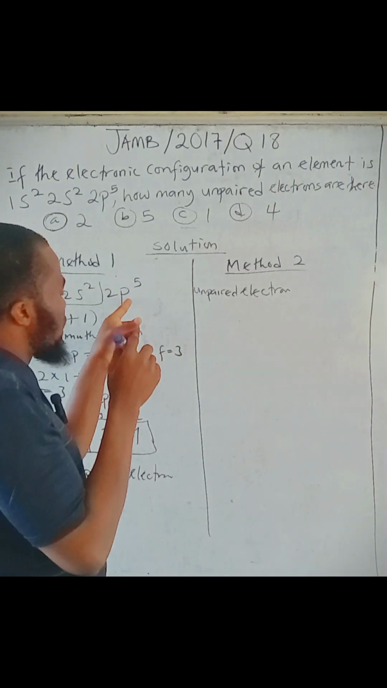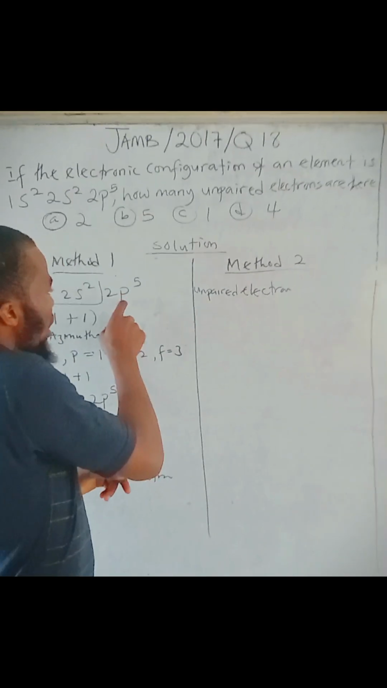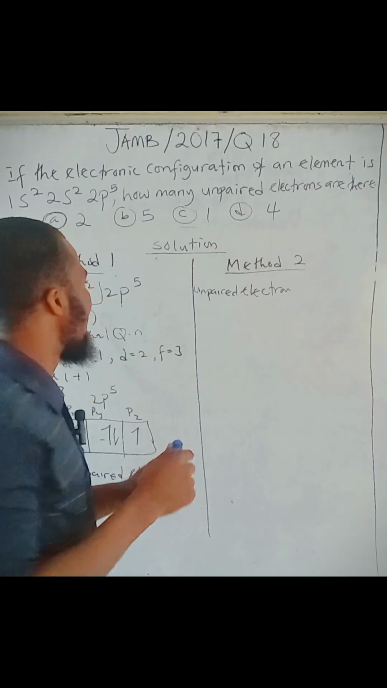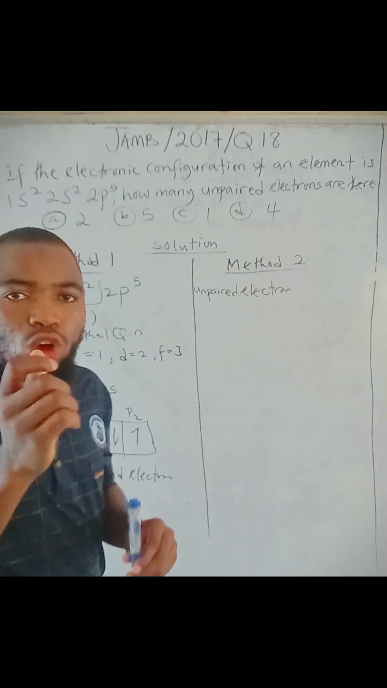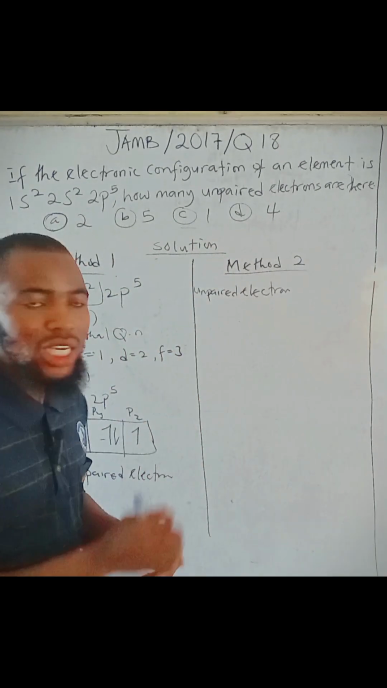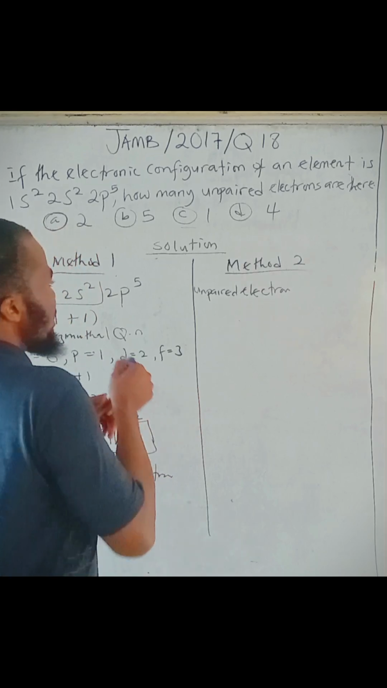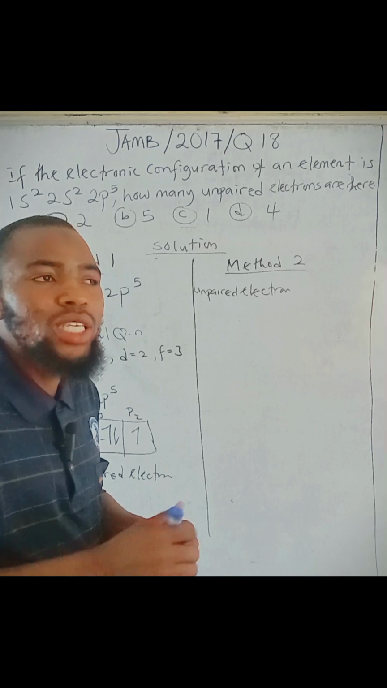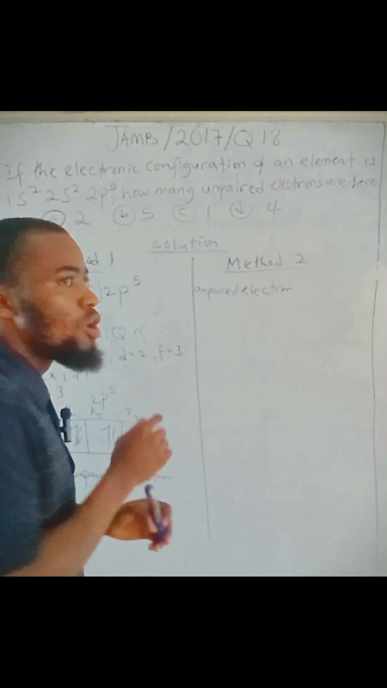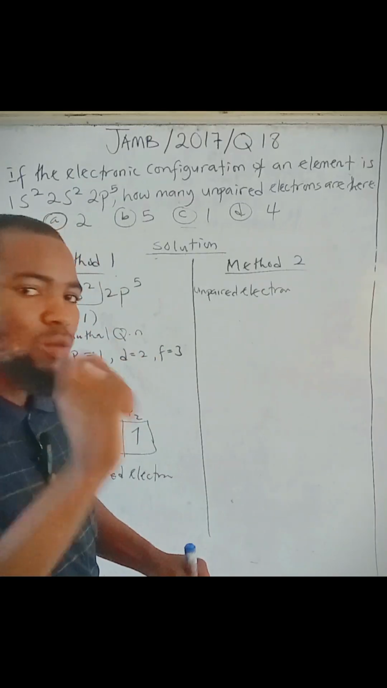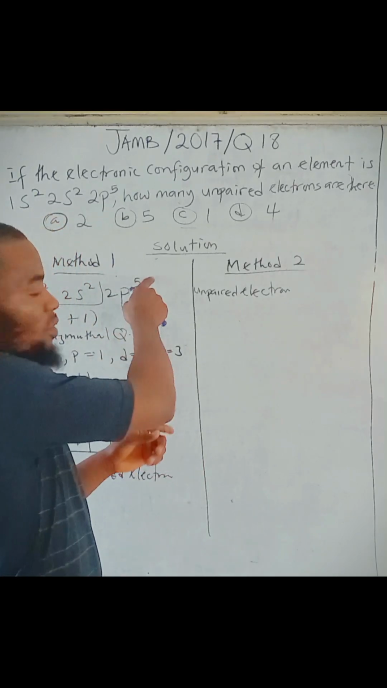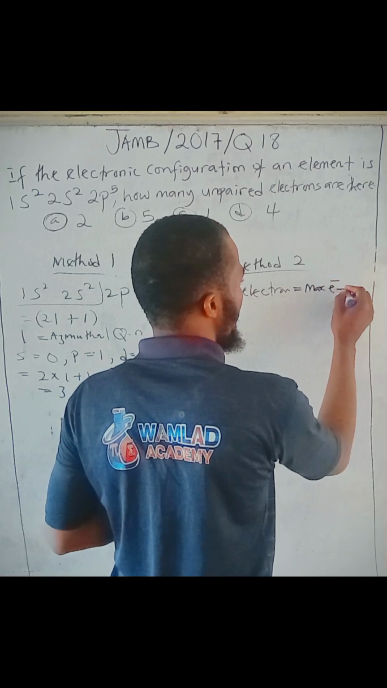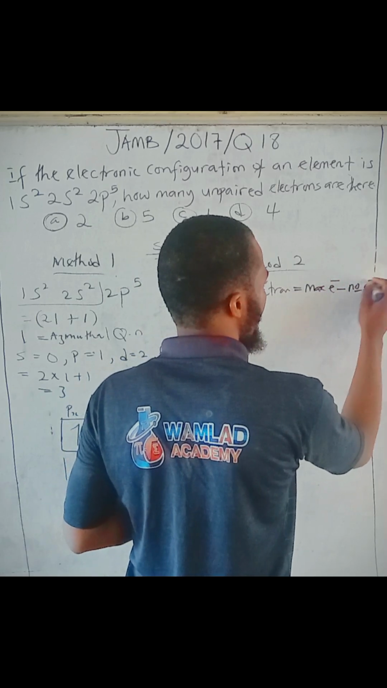For example, the p orbital can accommodate a maximum of 6 electrons, and half of that is 3. If the number of electrons here is less than or equal to 3, then the number of unpaired electrons is equal to the number of electrons you have here. I don't know if you are getting it. The second case is if the number of electrons is more than half of the maximum number of electrons that orbital can accommodate. Then you say the maximum number of electrons minus the number of electrons here.